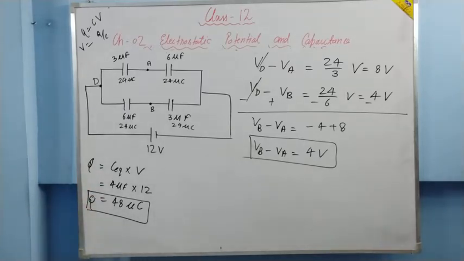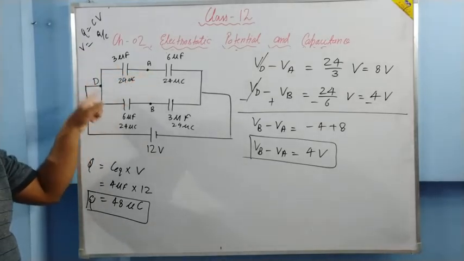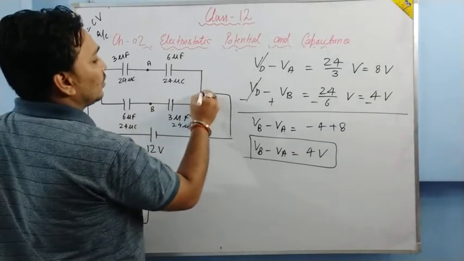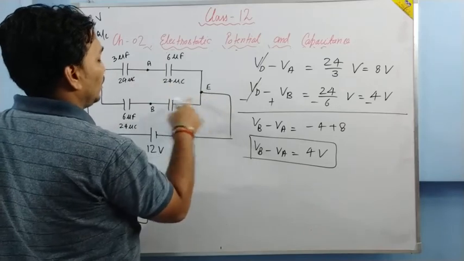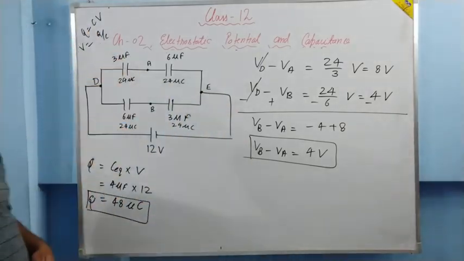This is how we calculate potential difference between these 2 points if this question is there. Very easy. We take a common point, we take potential difference from here to here, from here to here. The same can be done if we take this as a common point. Suppose this point is E. VA minus VE, VB minus VE. VE will be cancelled out, we'll get VA minus VB.